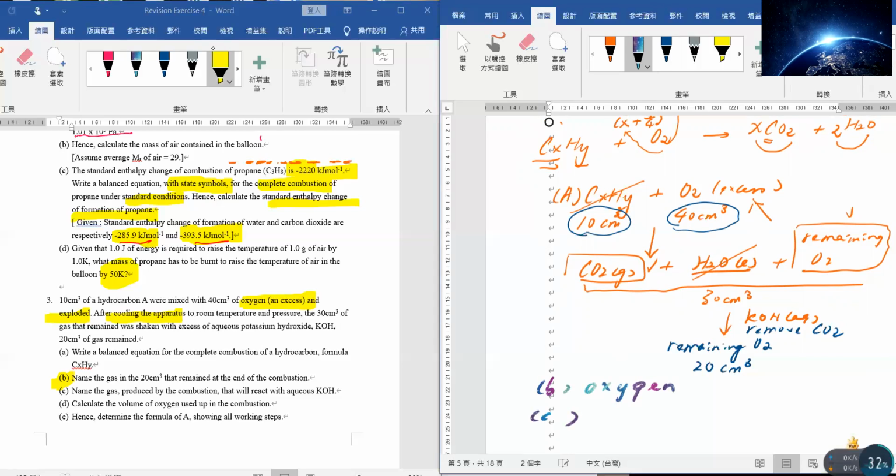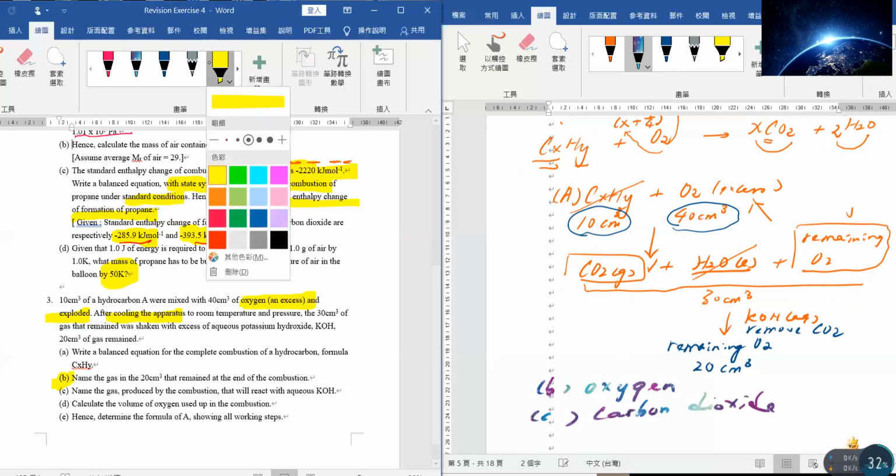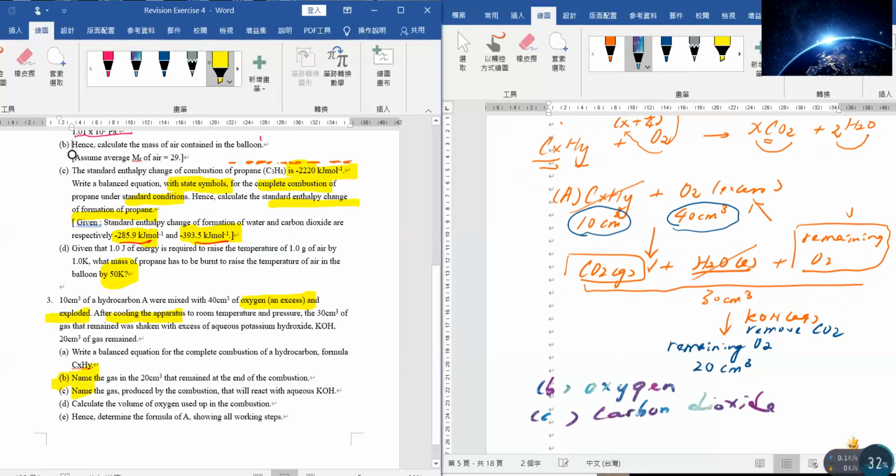Name the gas produced by the combustion that will react with aqueous potassium hydroxide. Carbon dioxide. Remember, name. Do not write CO2, you will lose marks. Name. Calculate volume of oxygen used up.